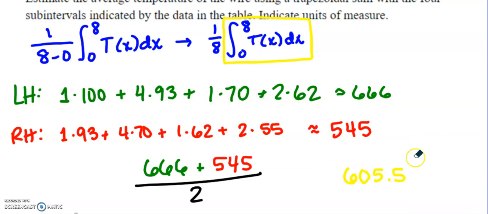And that would end up being degrees Celsius times inches. Well, that doesn't make sense, right? But we have temperature from the T of X up here, and then inches by dx, and that doesn't make sense. And how can 605.5 degrees Celsius times inches be the average temperature of the wire?